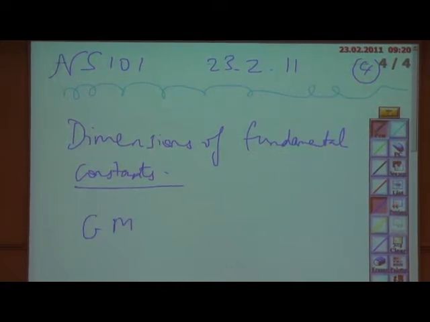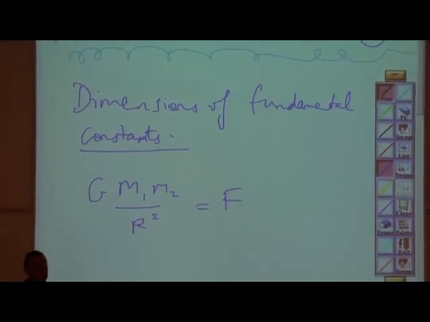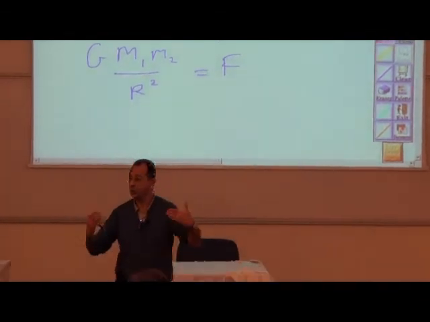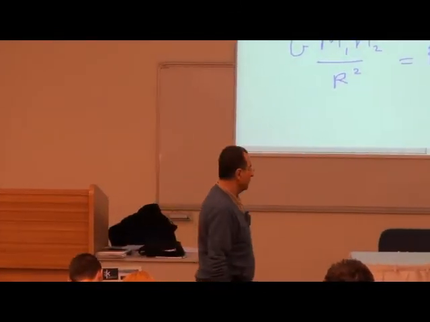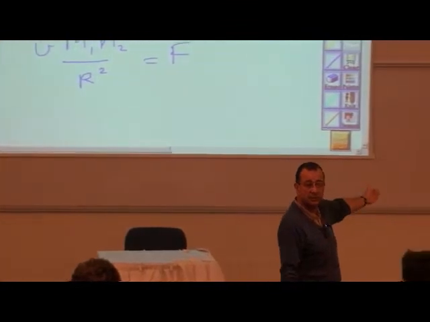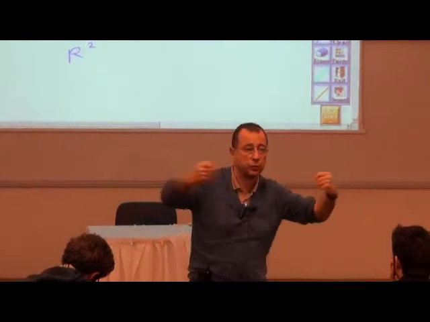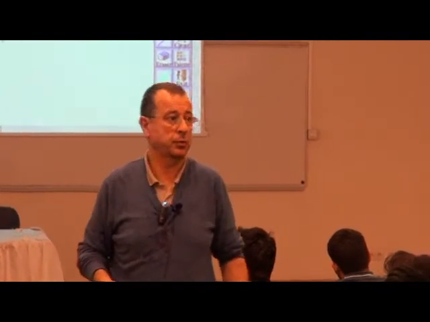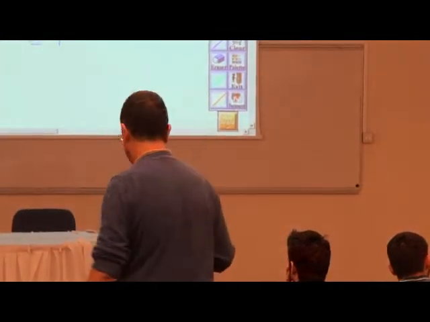G m1 m2 over r squared equals a force. This is how we define the gravity, how the observations show us where the gravitational constant appears. Okay? So to figure out this dimension from this result, that it gives you how strong the force of attraction is between the Earth and the Moon or whatever. Okay? Then we must know something about force. We are just beginning the course. We don't know what force is yet. So I just give that to you. Okay?